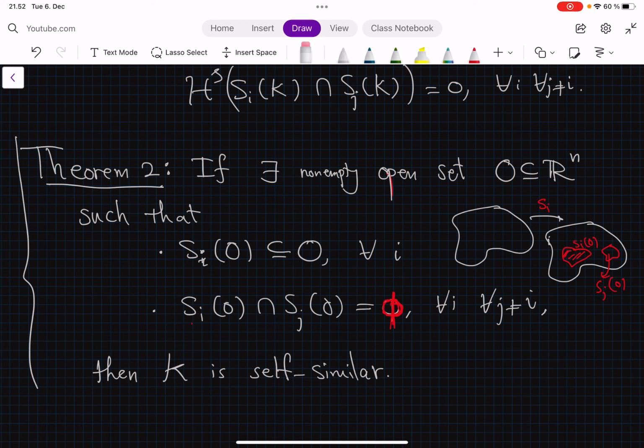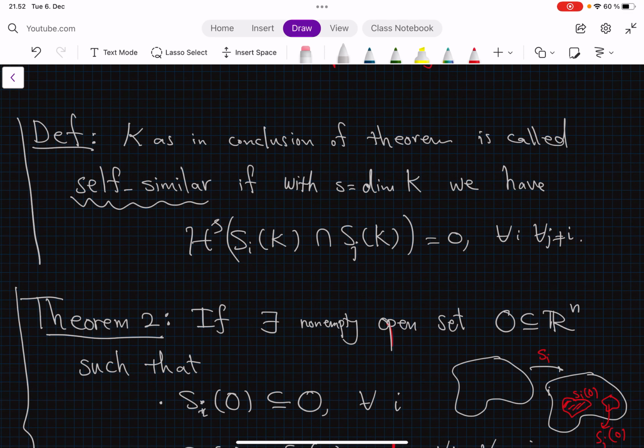So you assume that there is some open set. Initially, you don't assume it has anything to do with that Cantor set. You're not even aware of that Cantor set, that invariant set at the end. But you know that there is some open set with this condition, that these Si map back into the set O, and pairwise the images are disjoint. If you have this condition, again the so-called open set condition, then the invariant set for the similitudes will be self-similar. And definition of self-similar back here.